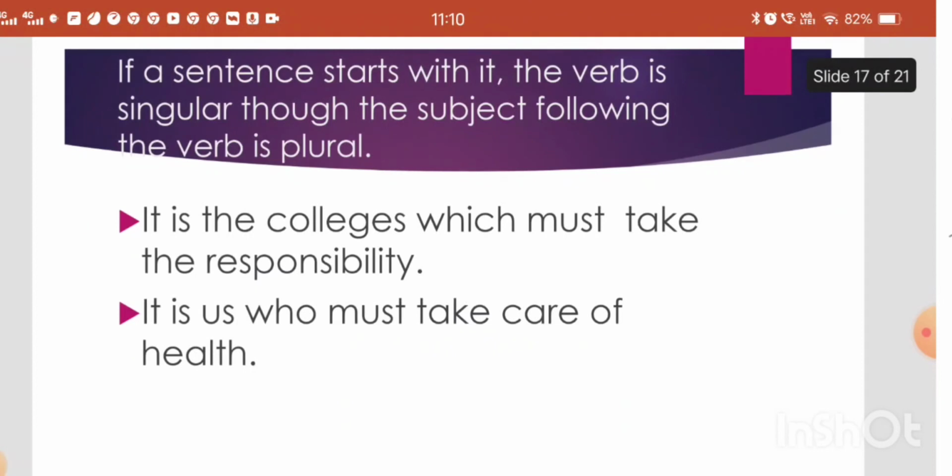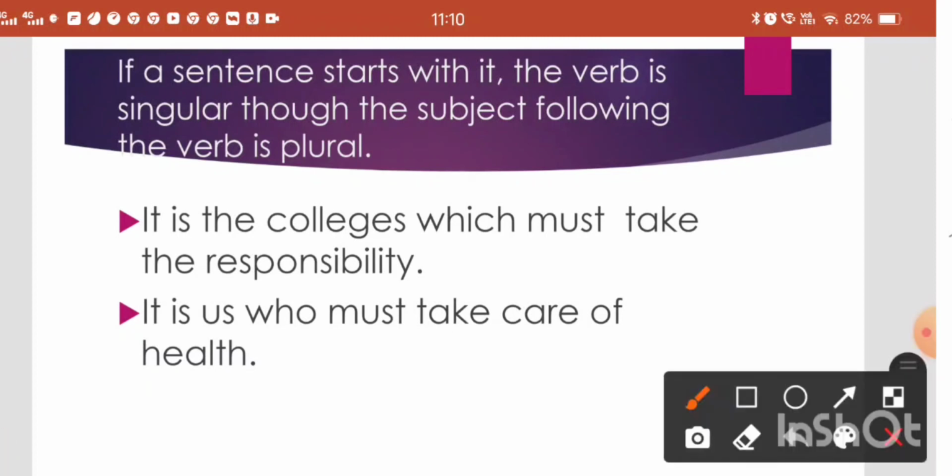If a sentence starts with it, the verb is singular, though the subject following the verb is plural. For example, it is the colleges. Now the sentence begins with it, but the colleges is the subject. We won't decide the verb according to the colleges. We will take a singular verb is, because the sentence begins with it. Similarly, it is us. Us is the subject, but we won't decide the verb according to us. So the verb will be is, because it begins with it.